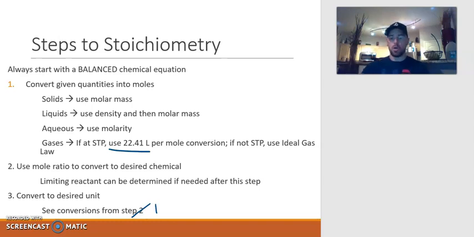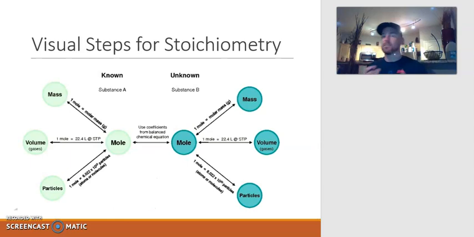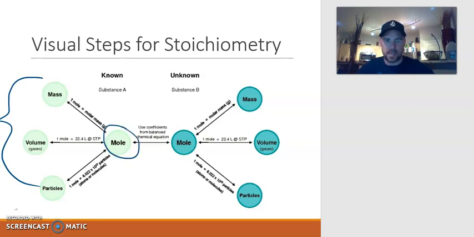Okay, so a visual way of looking at that, this is the same steps, same thing, but it's a visual way of looking at it. So if this helps you better, great, go for it. So basically, whatever the problem's giving you, whether it's mass, volume, particles, whatever, get it converted to moles. That's step number 1. Step number 2 is you want to use your mole ratio to convert to the moles of your unknown substance, whatever the problem's asking you about.